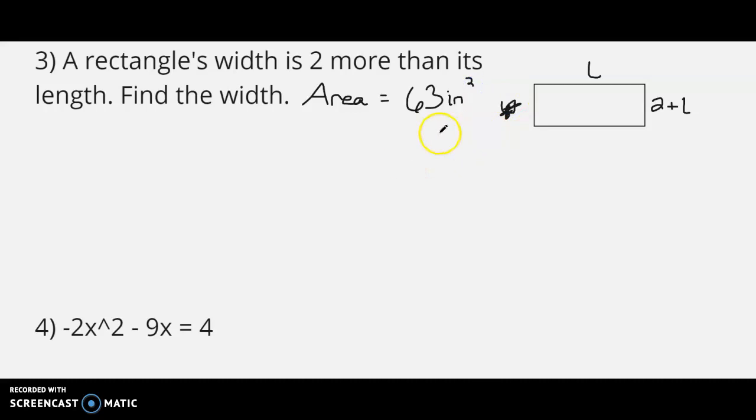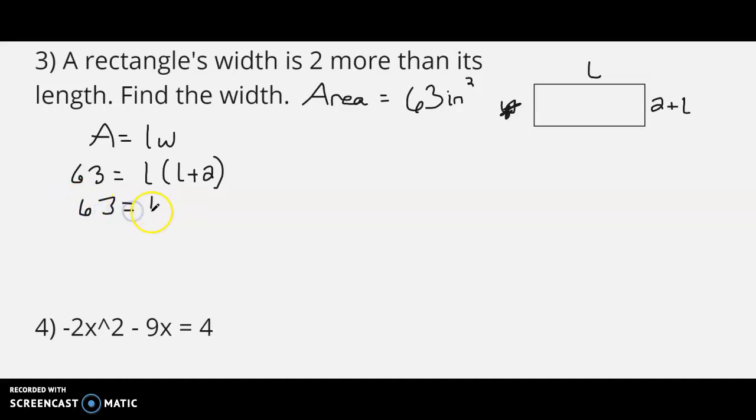Okay, so given all this information, what we can do is make an equation. The area of a rectangle is length times width. Area 63 is equal to L, the length, but now I'm going to use the expression for the width, L plus 2. Alright, I'm going to simplify this. 63 is equal to L squared plus 2L. And then what I'm going to do is get everything to one side. I'm going to take away 63 from both sides. So I'm going to have 0 equals L squared plus 2L minus 63.